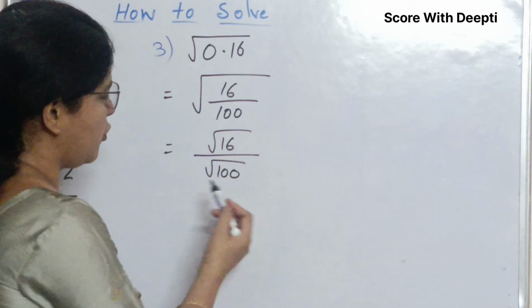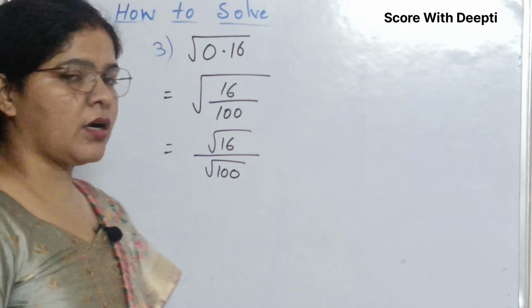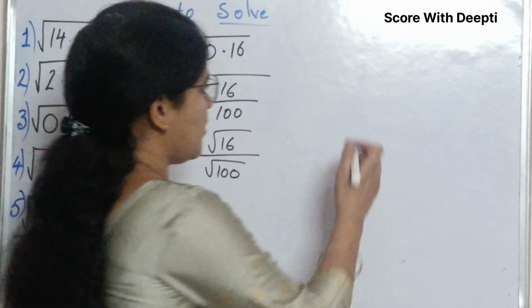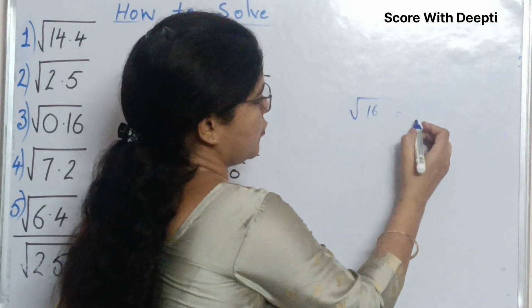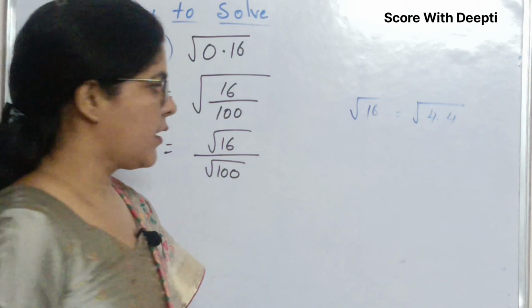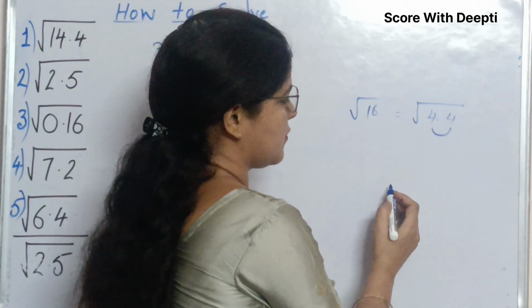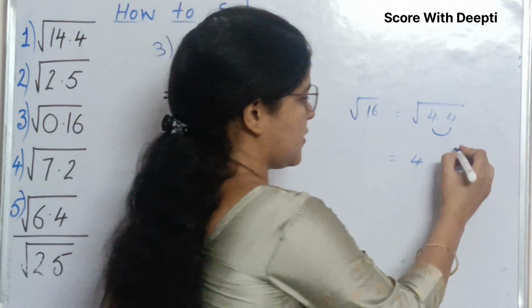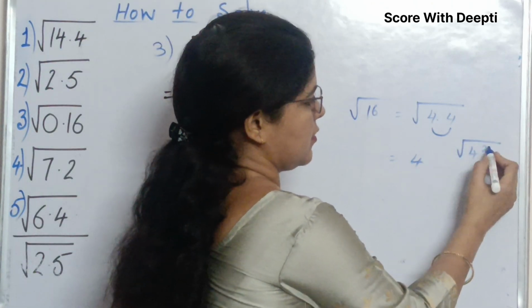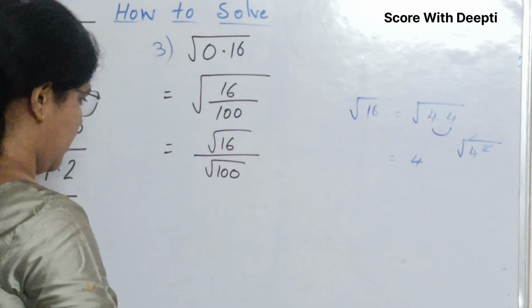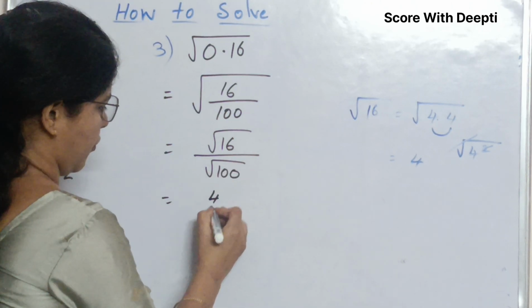Next, how do we find the value of square root 16 and square root 100? Square root 16, you know that square root 16 is equal to square root 4 into 4. 4 4s are 16. Here 4 comes 2 times, so here we write only 4, means square root 4 square. Square cancels with square root and we get only 4. So here we write 4.